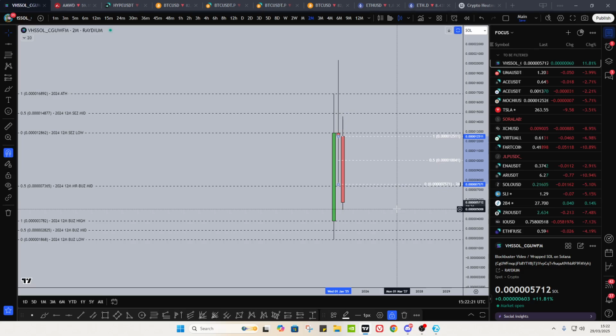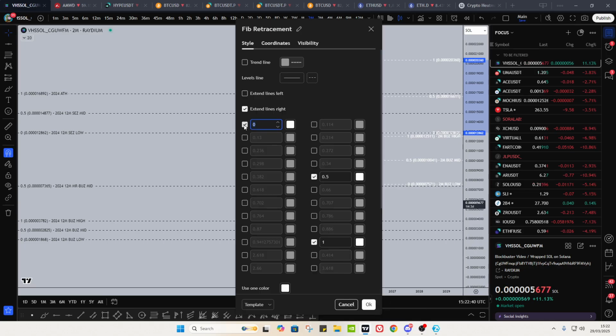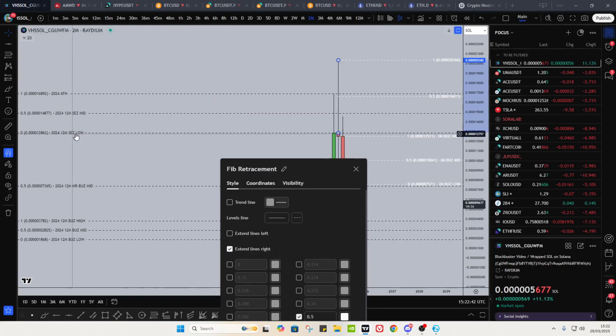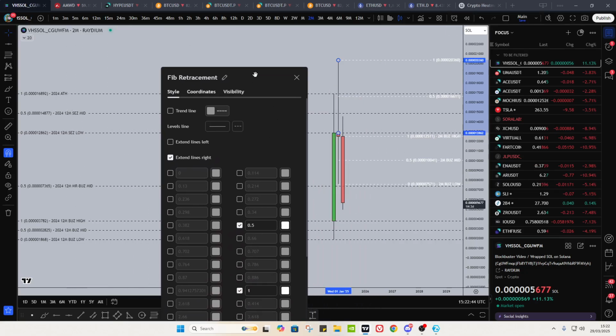This is your 2 month buyer zone low, 2 month buyer zone mid, and 2 month buyer zone high. And then of course we also have the seller zone. The seller zone is right over here. I can turn this 0 off because that's already accounted for by this, and I'll just leave the other 2 on.